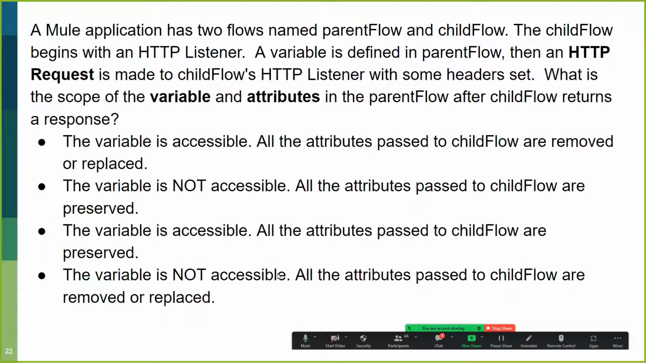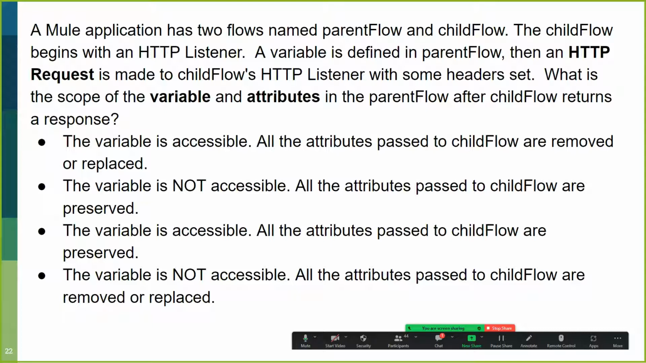A Mule application has two flows named parent flow and child flow. The child flow begins with an HTTP listener. A variable is defined in the parent flow. Then an HTTP request is made to the child flow's HTTP listener with some headers set, so there are some attributes basically.